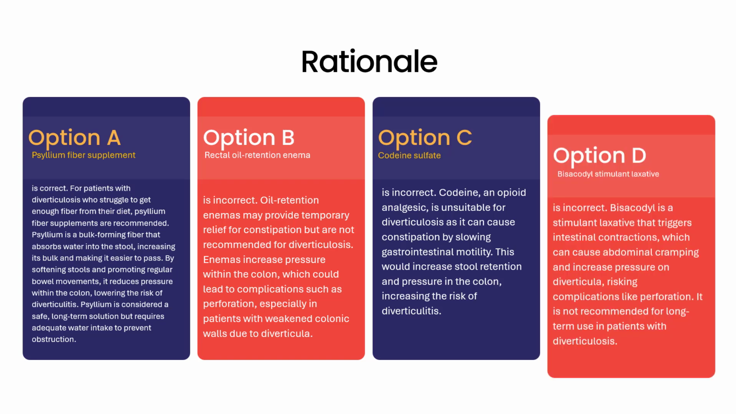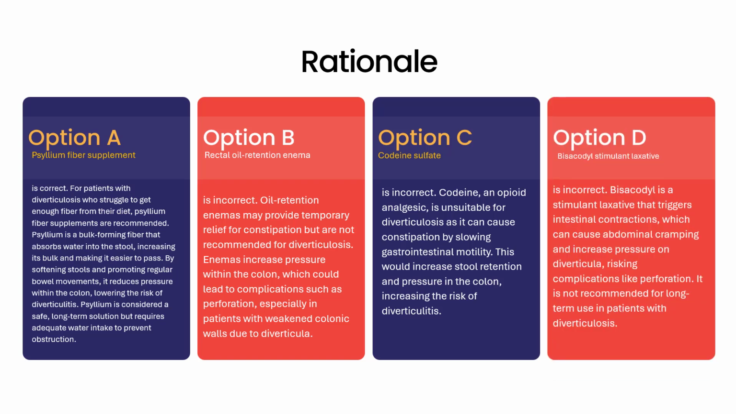D is incorrect. Bisacodyl is a stimulant laxative that triggers intestinal contractions, which can cause abdominal cramping and increase pressure on diverticula, risking complications like perforation. It is not recommended for long-term use in patients with diverticulosis.